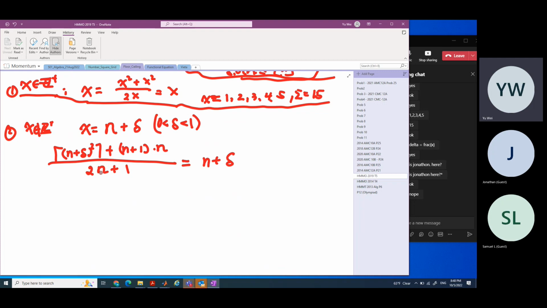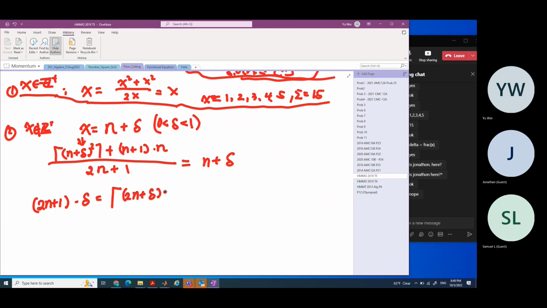If you don't have a problem now, the next step is we just reorganize this problem. We try to make it an equation related with the delta, that's the fractional part. Okay, so let me simplify it for you. It finally comes to 2n plus 1 times the delta is equal to 2n plus delta times delta.